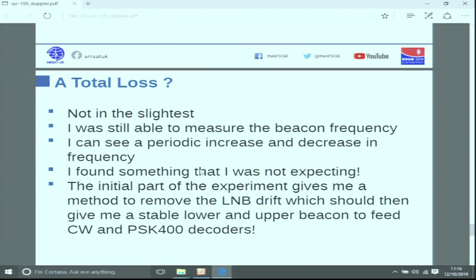And I can see a periodic increase and decrease in that frequency. I found something that I wasn't expecting, which is always good in science, in my view. And the initial part of the experiment gives me a method to remove the LNB drift, which then gives me a stable lower and upper beacon to feed the CW and PSK-400 decoders. I had tried some earlier code in GNU Radio for that, but it wasn't working very well, mainly because, again, of the CW nature of the beacon.